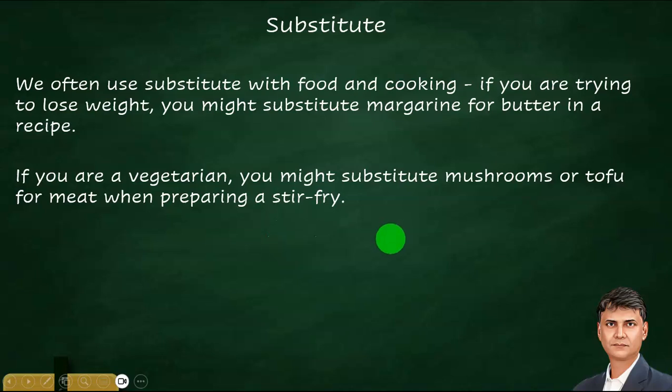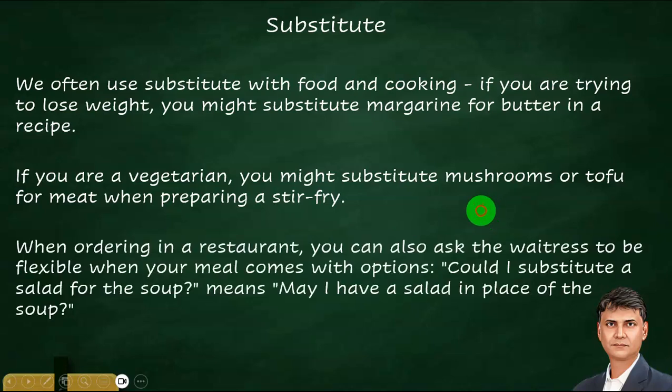If you're a vegetarian, you might substitute mushrooms or tofu for meat when preparing a stir fry. Because you're a vegetarian, you don't eat meat, you're substituting it with mushrooms or tofu.